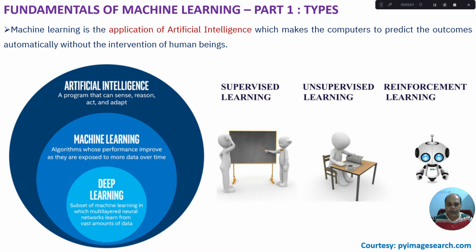So when we talk about the types of machine learning techniques, we have three major types: supervised learning, unsupervised learning and reinforcement learning. And there is also a fourth category which is semi-supervised learning, which I will talk about a little bit in a brief manner. So first let us start with supervised learning.